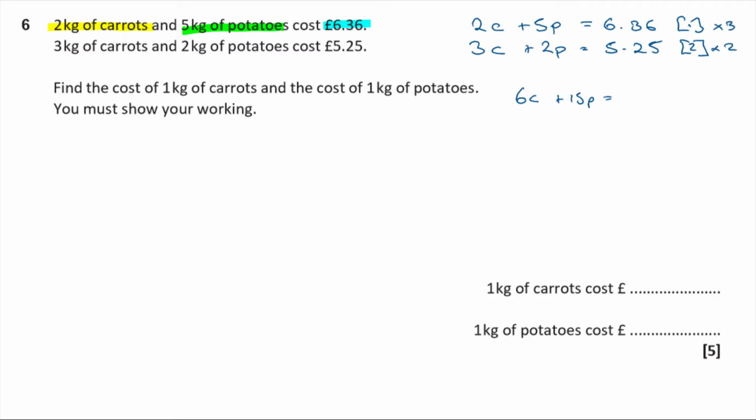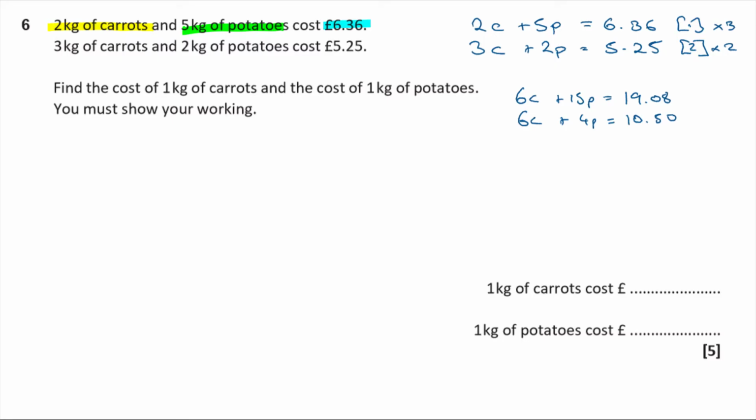6.36 times 3. That comes out to be 19.08. Okay, so that's the first one. Second one, I'm going to multiply everything by 2. So 3C times 2 is 6C, 2P times 2 is 4P, and £5.25. I can cope with that in my head, and that's £10.50.